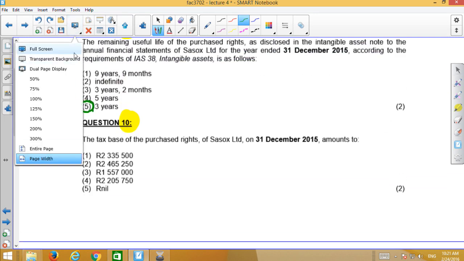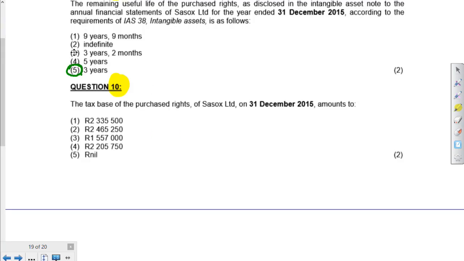All right, and then the last question, question 10, is the tax base. Oh, I didn't like this one. What did you get for tax base? The first one. Yeah, I don't know. Remember I said to you legal fees are not deductible, right? So legal fees are not deductible. SARS would never include them in the cost of an asset.